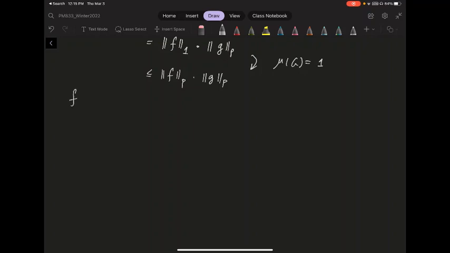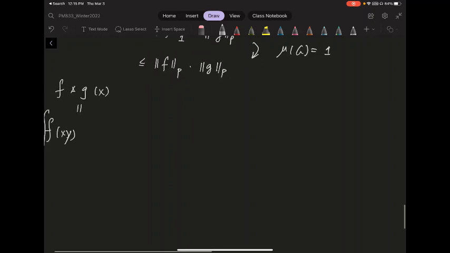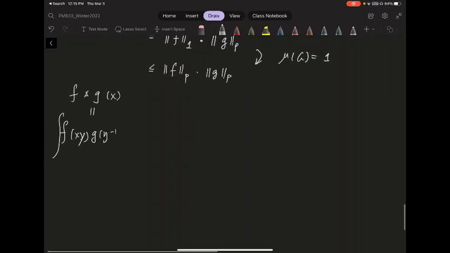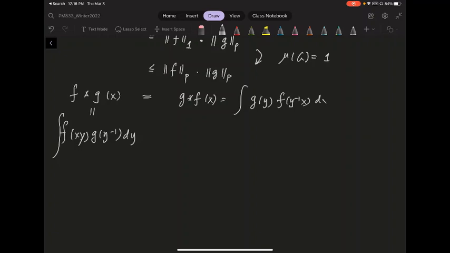So consider what happens if you want to convolve f with g at x. By definition, this is the integral of f of xy, and then you have g of y inverse dy. So that's on one hand. But on the other hand, you have g convolved with f, so they have to be the same. This one is equal to, let's write it another way: g of y times f of y inverse x dy.